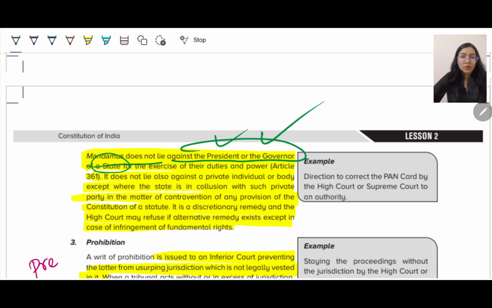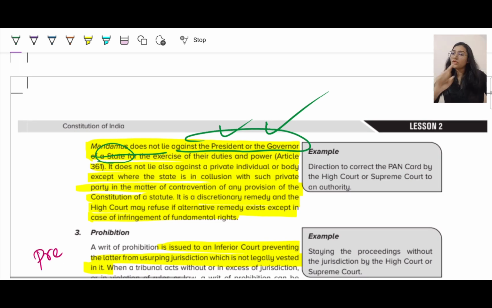If they are not doing their work properly, you cannot go ahead and issue a writ of mandamus against the president of the country or the governor of the state. Fine. It can be issued against any public authority, yes, but it cannot be issued against the president and the governor. But also, it does not lie against a private individual.